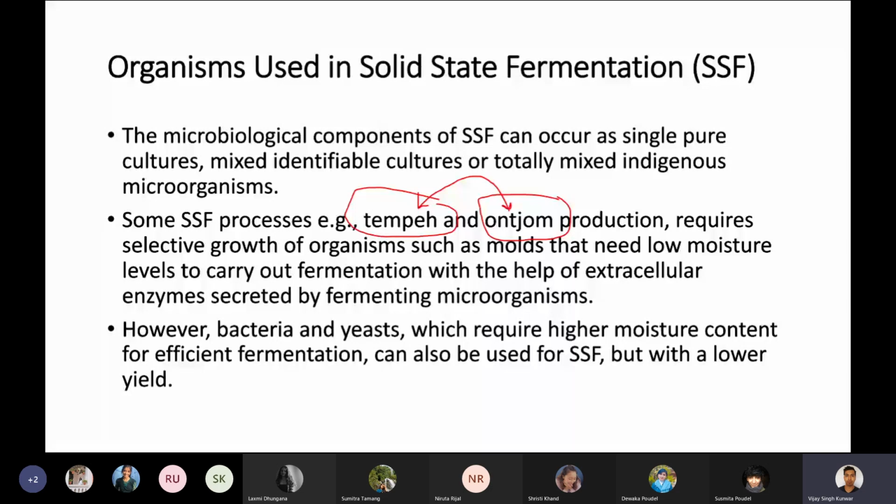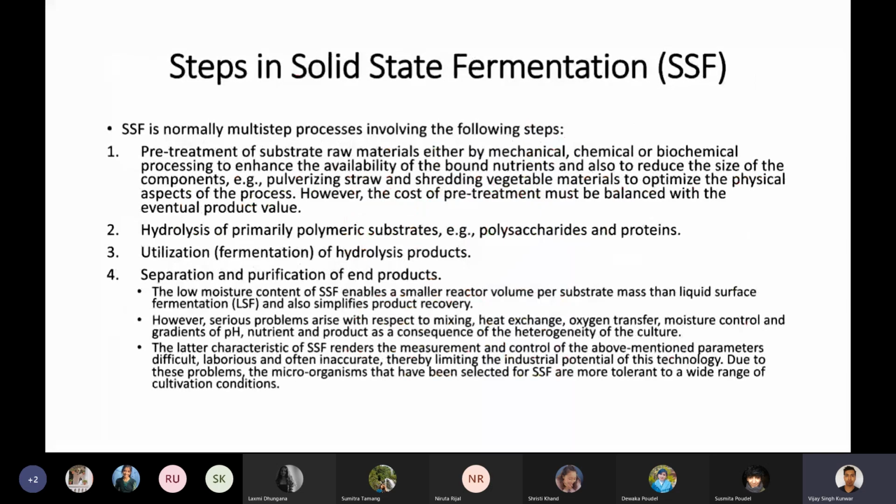So what are the steps involved in solid state fermentation? So the SSF is normally multi-step process involving the following step. So first step के छ भन्दाखेरि you need to pre-treatment of the substrate material गर्नु पर्यो, right, by the mechanical or the chemical means, right, so that यसको चाहिँ जुन availability छ bioavailability of the nutrients, right, that is available to the microorganisms. With that, you have to reduce its size. And for that, you need to pulverize the straw or the shredding the vegetable material to optimize the physical aspect of the process.